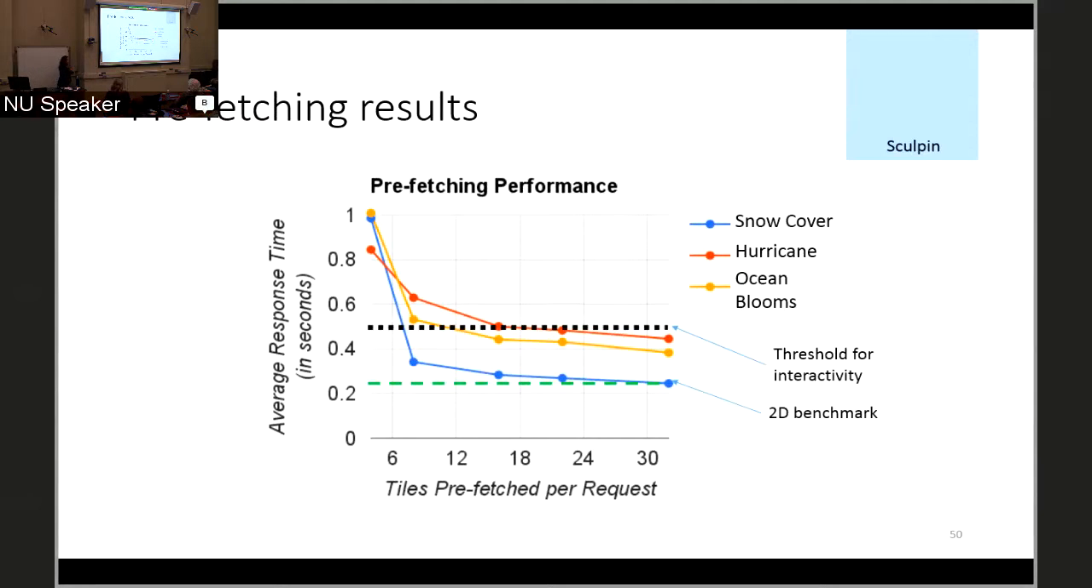So we're actually prefetching still an equivalent number of tiles to before, even though there are more tiles. Sorry, the previous graph that you had was snow cover, right? It was just snow cover, yes. Okay. So what's the 20% improvement? How does it look like with hurricane or ocean bloom?